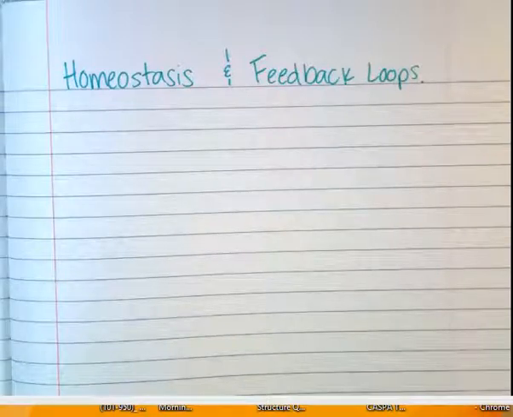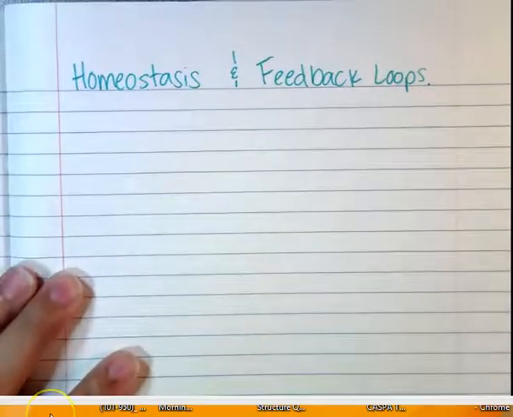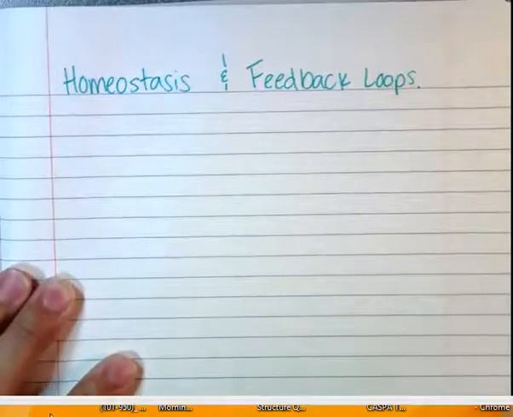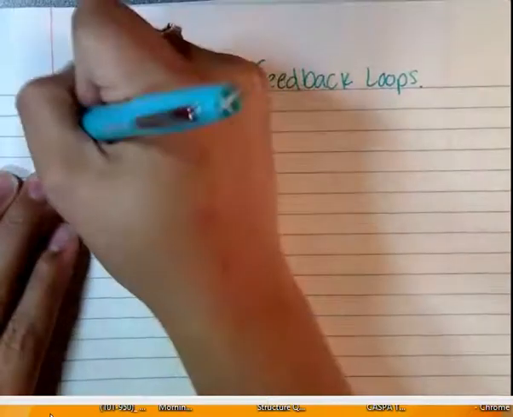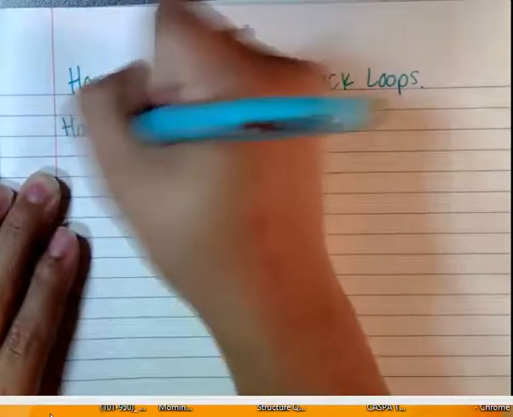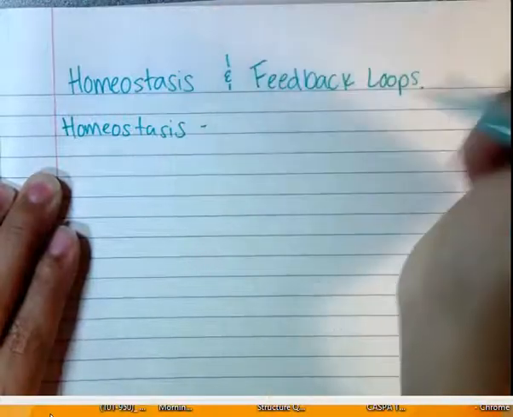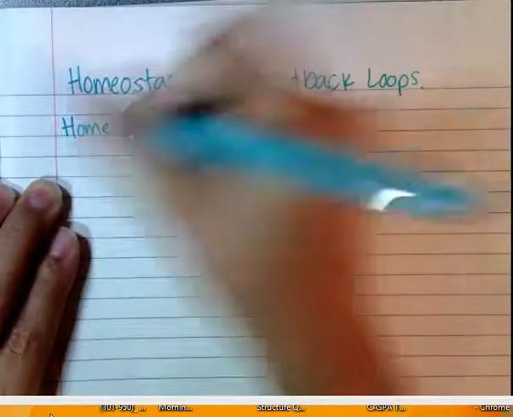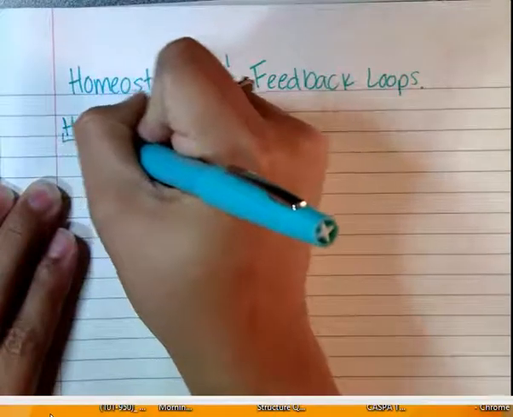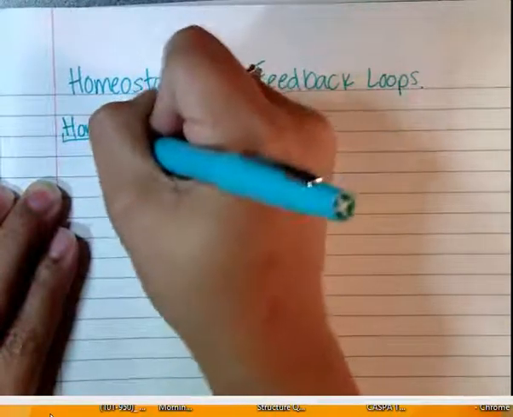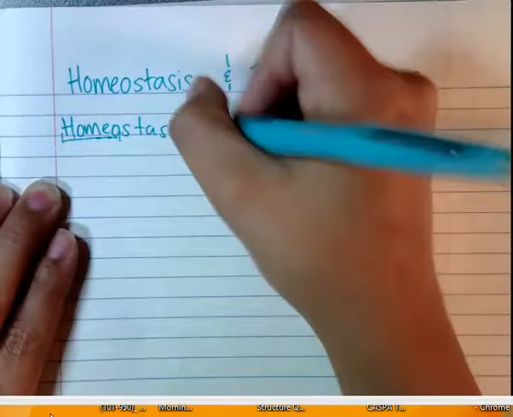Okay guys, so today we are going to go over homeostasis and feedback loop. Hopefully you recognize these terms from your vocab. The first one we're going to make sure that you understand is homeostasis. Homeo, kind of like homo, same, stasis, the state of being.